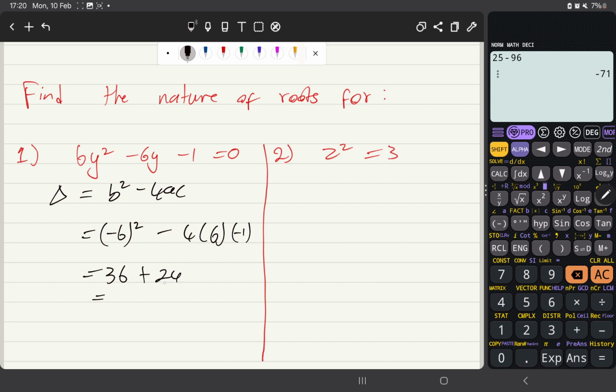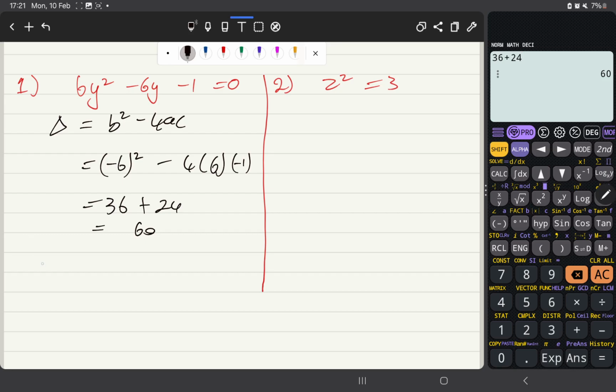You add this together, I think the answer is 60. I'll just check. 36 plus 24. Bang! Cool stuff. So I already know that I have real roots. That's the first thing I can say. My roots are real roots. And since this thing is equal to 60, my discriminant is not equal to 0.